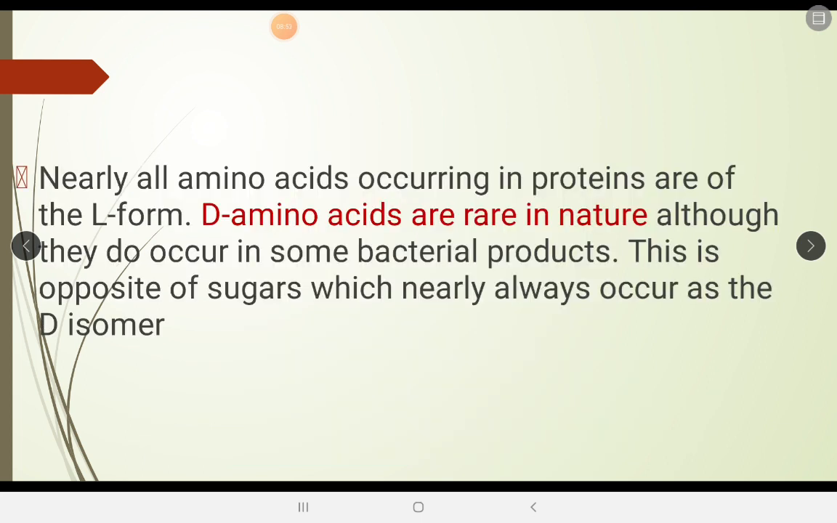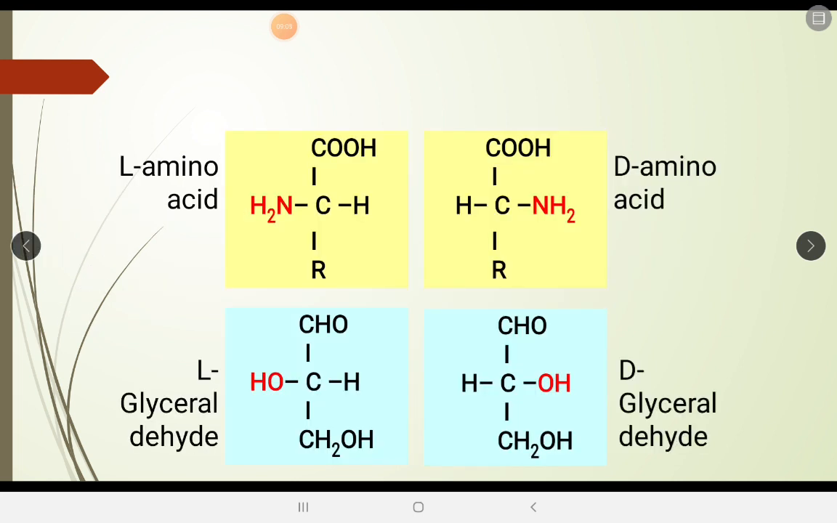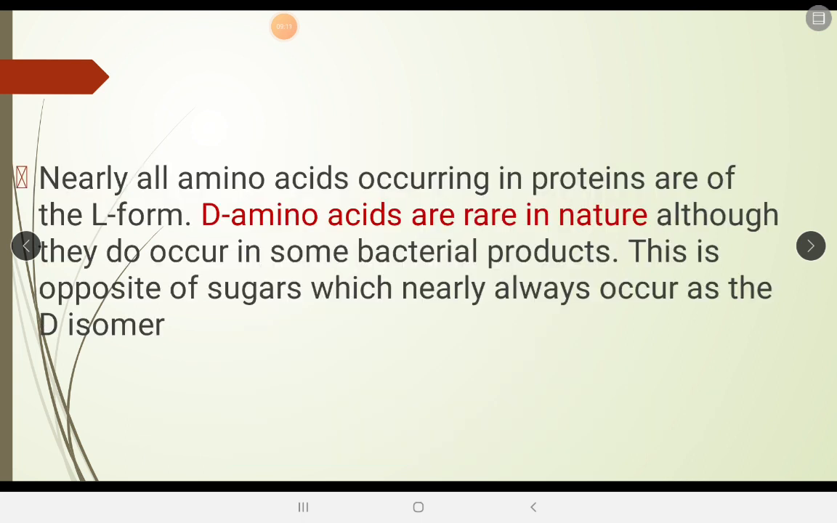Nearly all amino acids occurring in protein are of the L form. D amino acids are rare in nature, although they do occur in some bacterial products. This is the opposite of sugars, which nearly always occur as the D isomers.